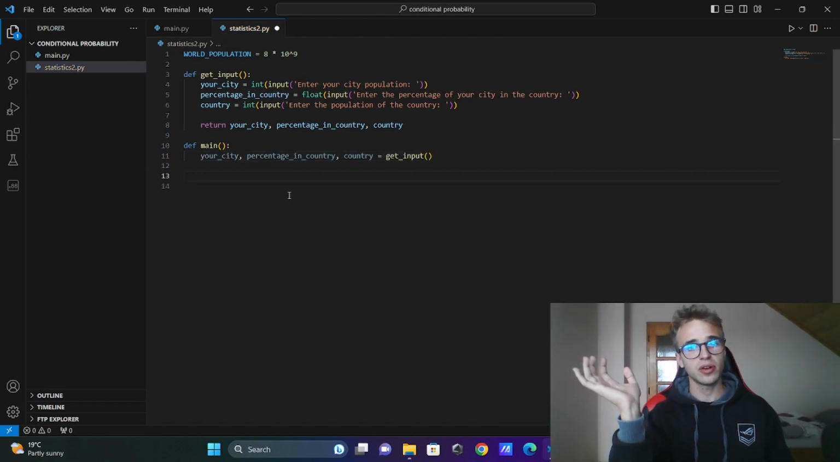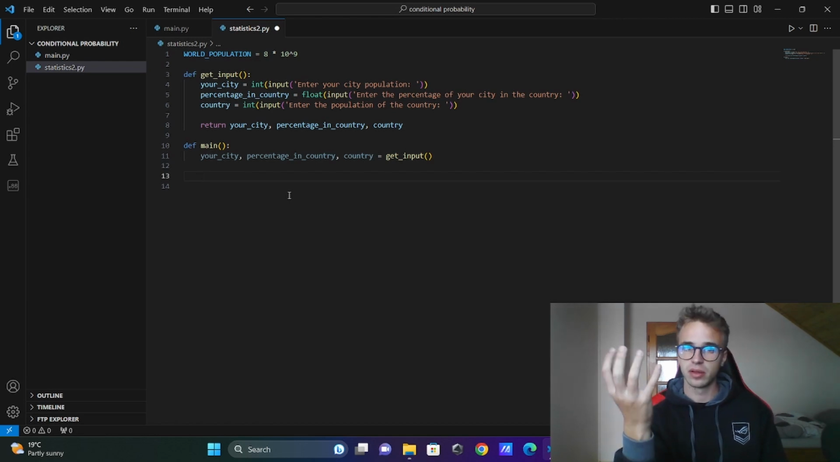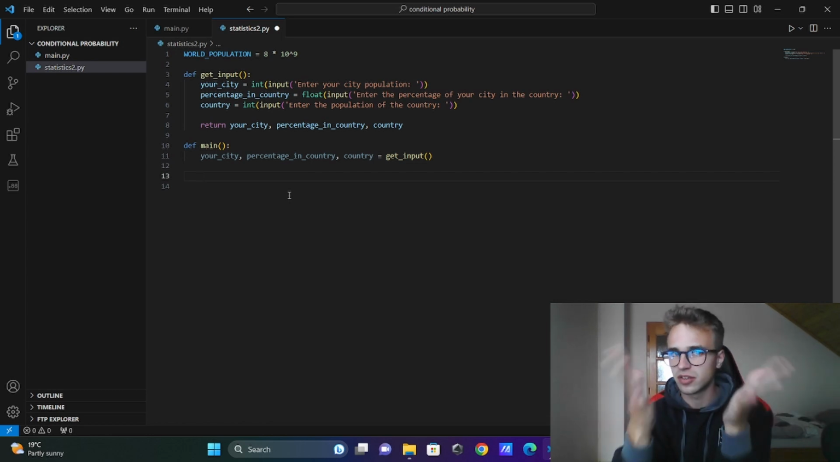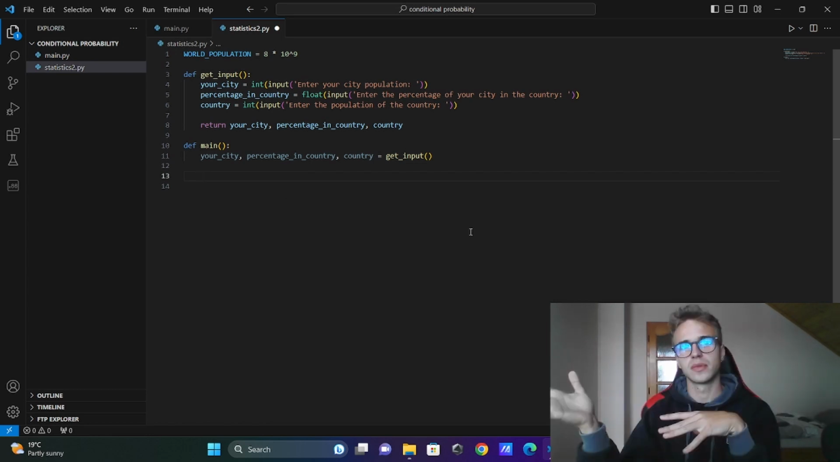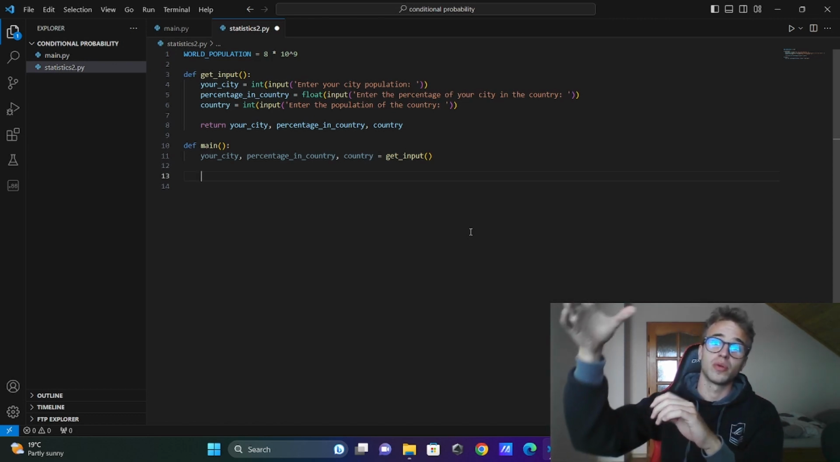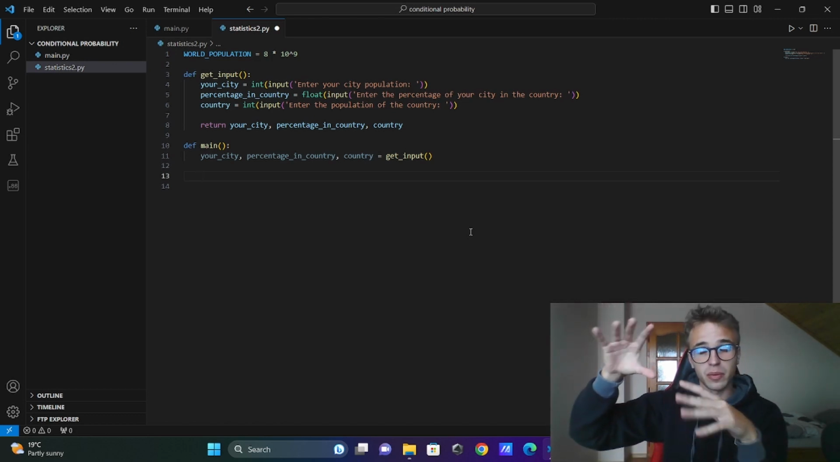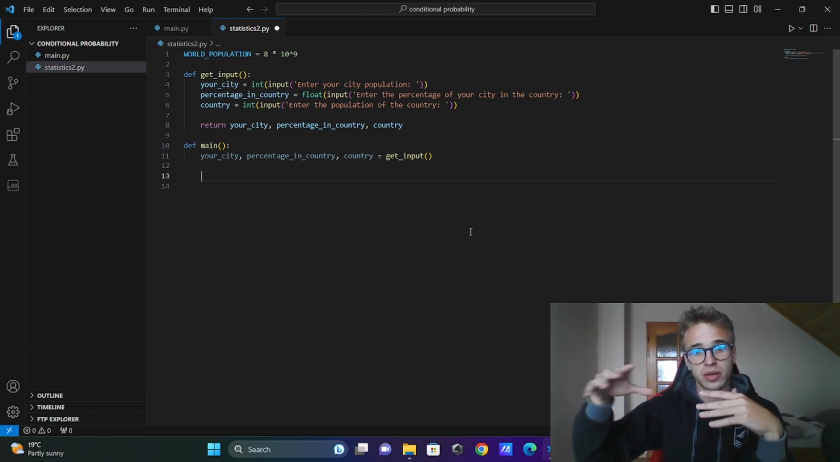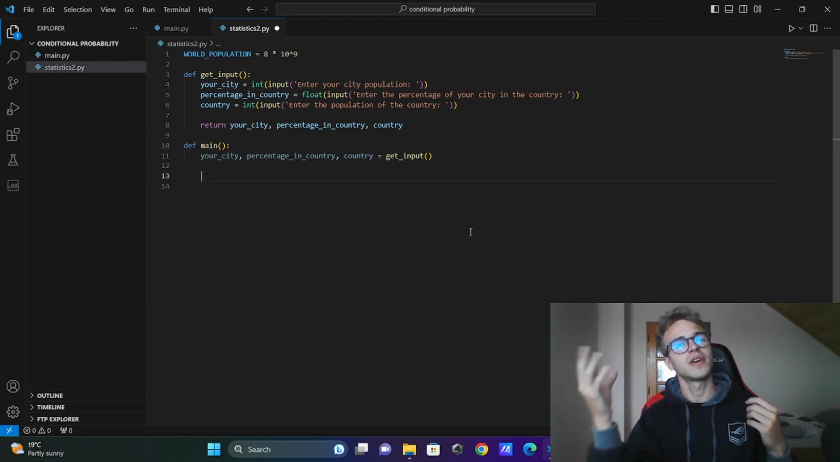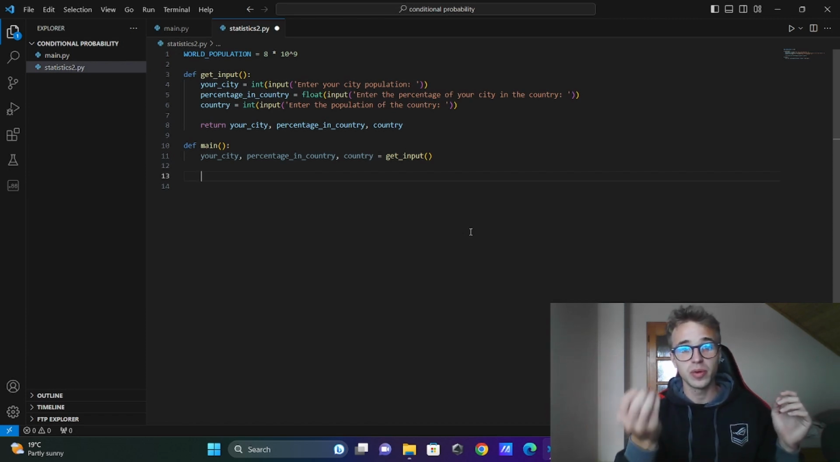In the numerator will be the intersection between the population of the city and the people living in the country. It means how many people from your city are living in that country. In the denominator will be people living in that country. So you will get people living from your city in that country over all people living in the country. That gets us to the final result, what we needed.